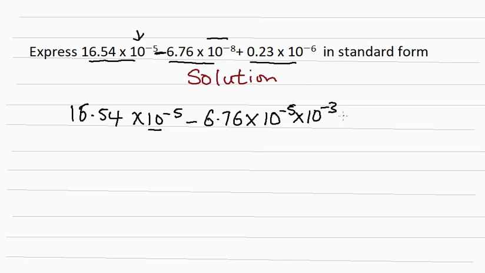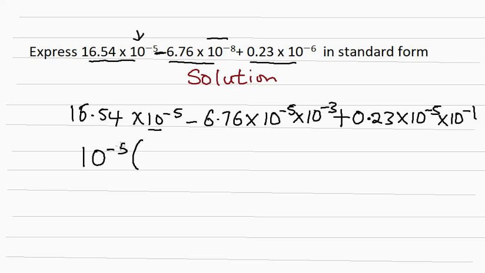I'm going to do the same to the other one too. This is 0.23 times 10 raised to the power minus 5, then of course times 10 raised to the power minus 1. So with what I have now, 10 raised to the power minus 5 is a common factor. I take it out and open a bracket.